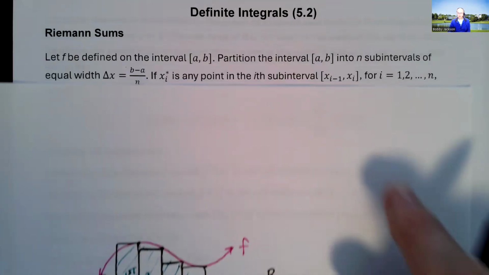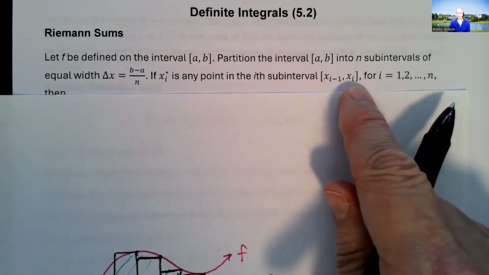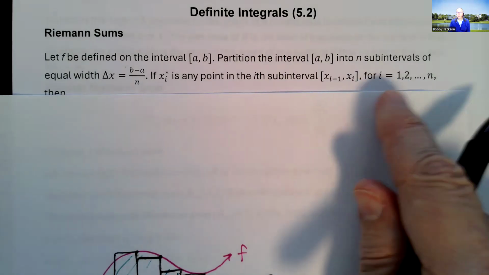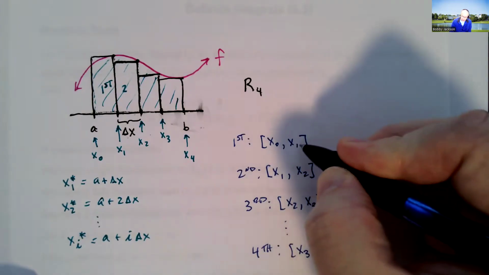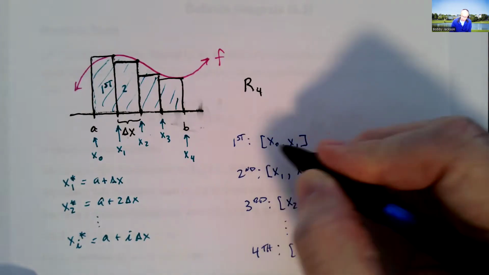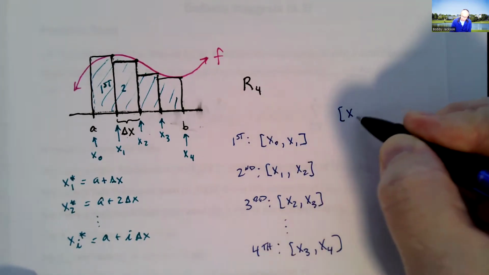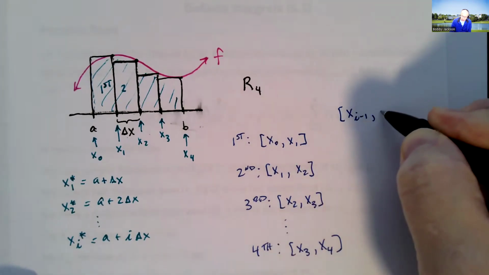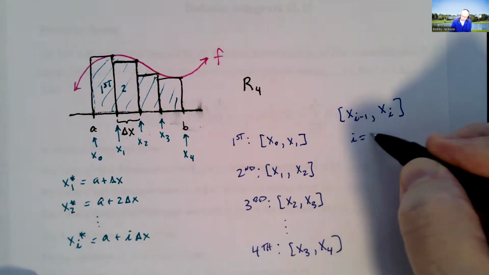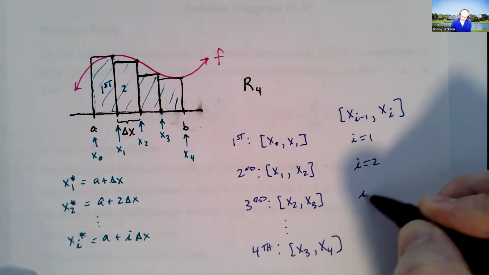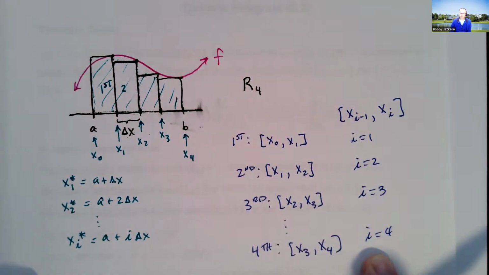So that's what this thing is. Notice the pattern. It's going to be x sub i minus 1, comma x sub i for i equal 1, 2, 3. So notice for the first, it's x sub 0 to x sub 1. So if i is 1, we can do x sub i minus 1 and then comma x sub i, right? So this would be when i is 1, this would be i is 2, this would be i is 3, and this would be i equal 4, right? Those are how we're using this notation.